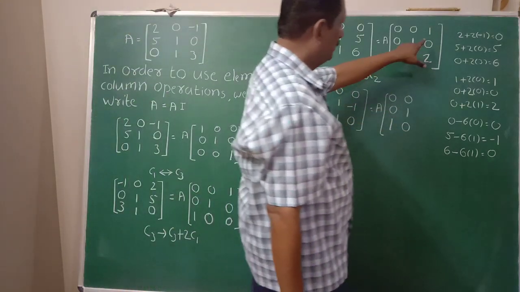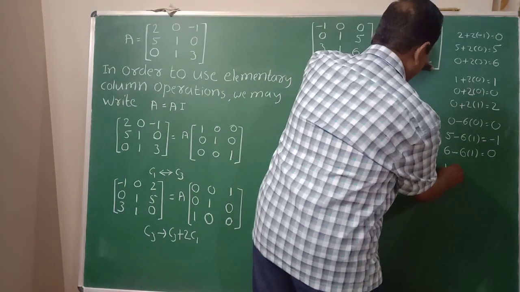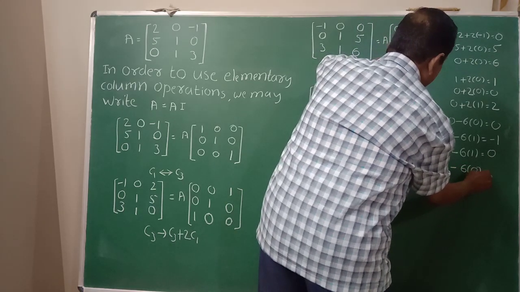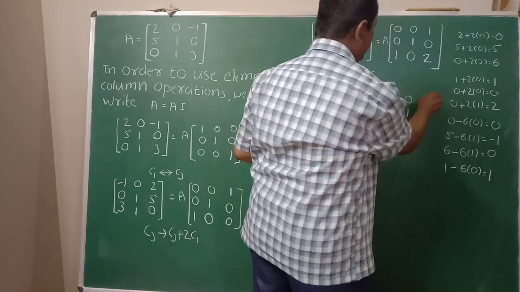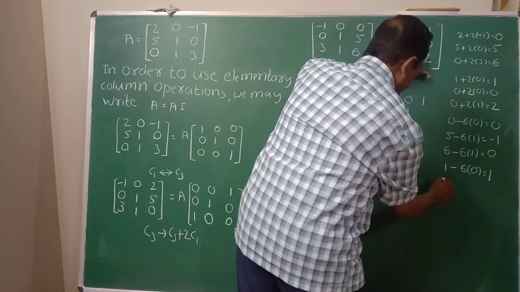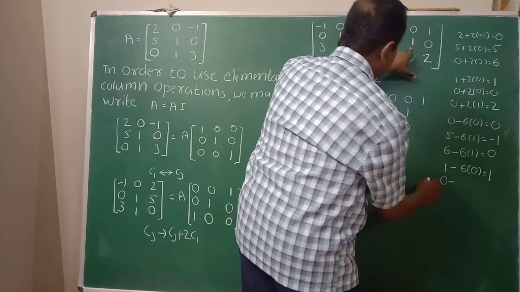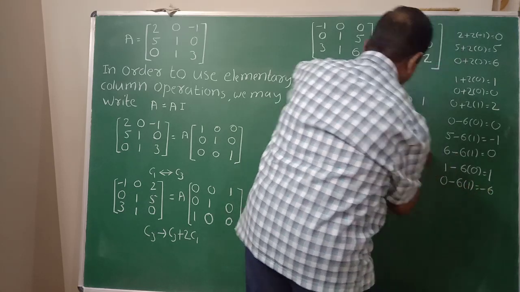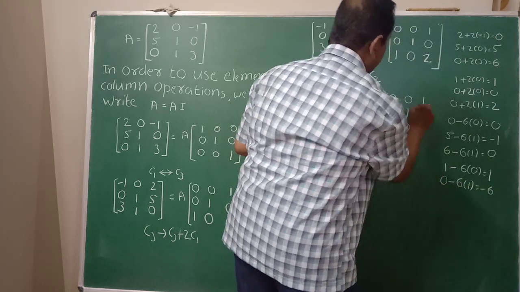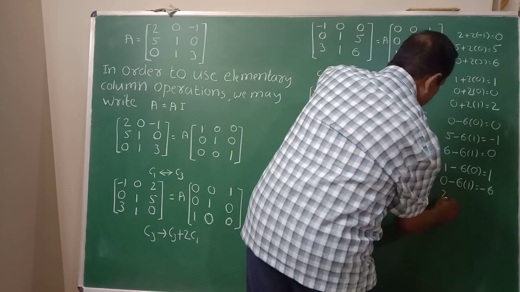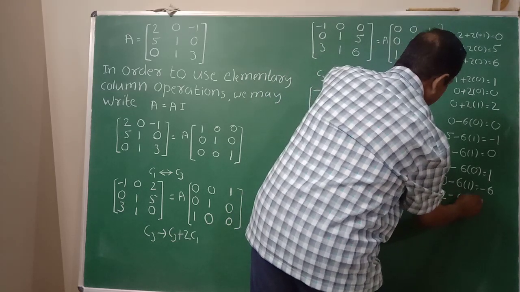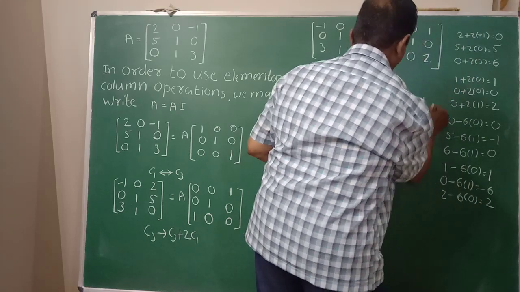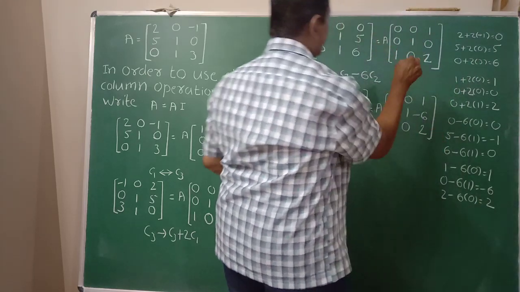Similarly, on the right side also, right here 1. 1 minus 6 into 0 here is equal to 1. So right here 1. Then 0 minus 6 into 1 here is minus 6. So right here minus 6 here. Then 2 minus 6 into 0 is equal to 2 here. So right here 2. Okay.